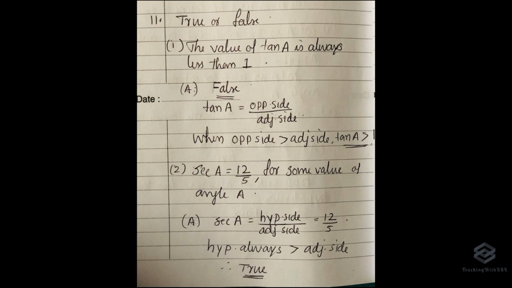Sec A equal to 12 by 5 for some values of angle A. What is sec A? Sec A is hypotenuse by adjacent side. Hypotenuse is always greater than the other two sides. Therefore, this statement is true. Here hypotenuse is 12, adjacent side is 5. So, this second statement is true.